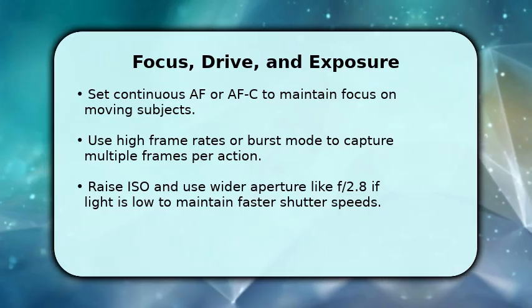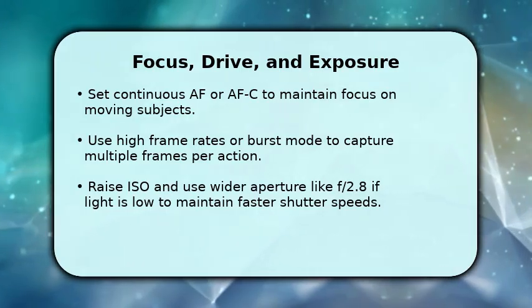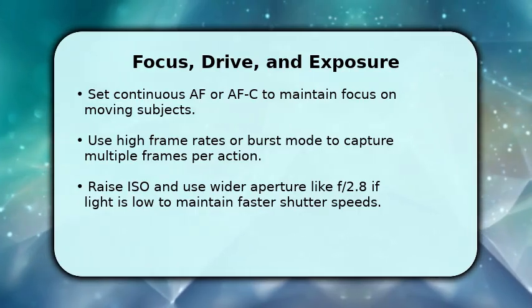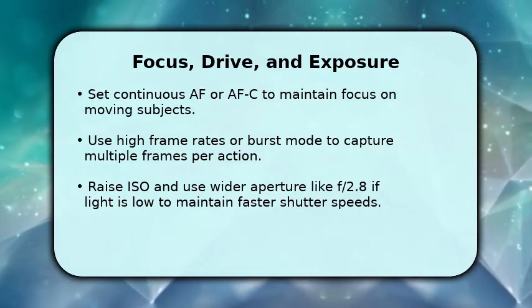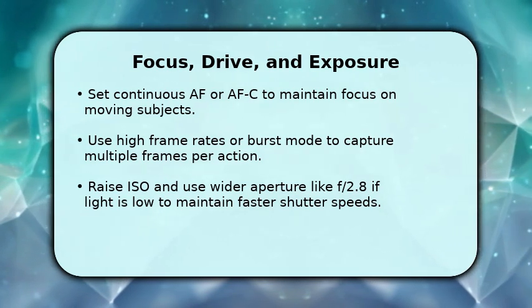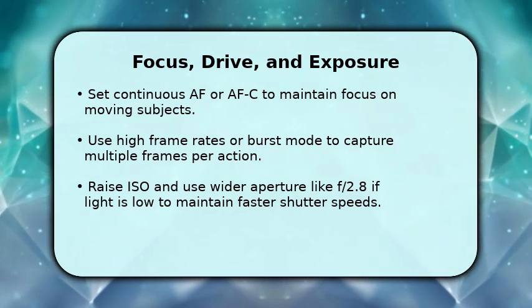Adjust exposure by raising ISO and using a wider aperture, such as f/2.8, to maintain faster shutter speeds in low light. Balance depth of field against shutter speed needs to keep essential features of the subject in focus.